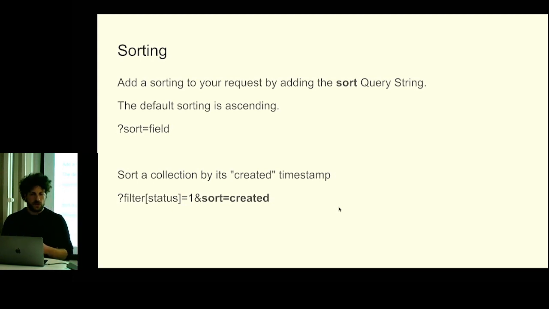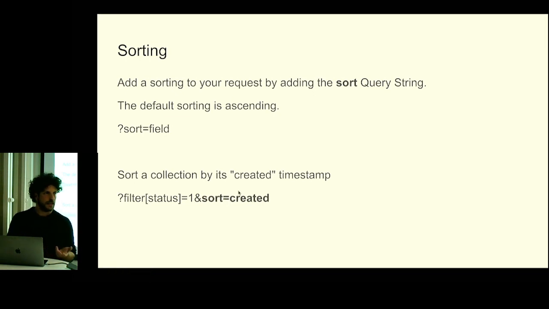When we get lots of content, you can also sort it. So we add the sort to the query string, and we define the field. In this case, we are getting a collection and sorting by created timestamp. So we have the filter status, all the published nodes, and it will be sorted by created.